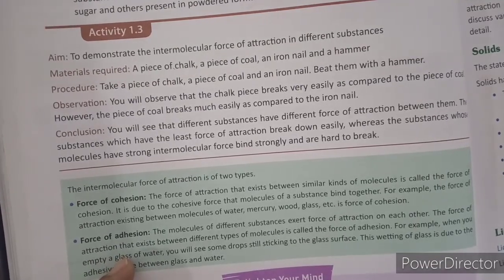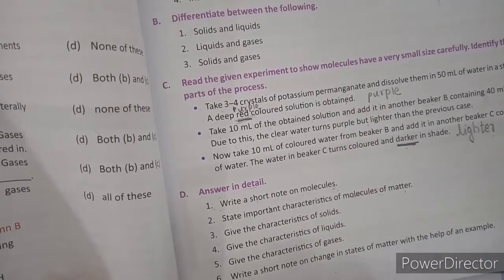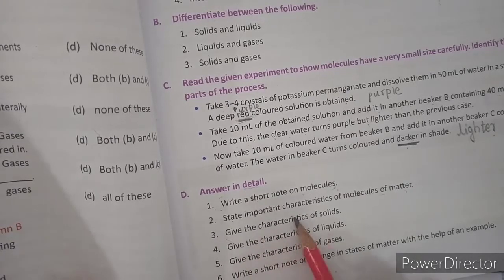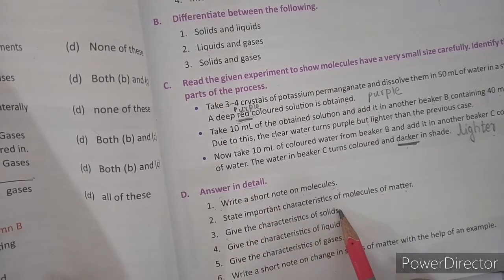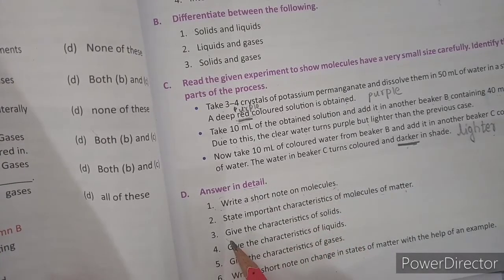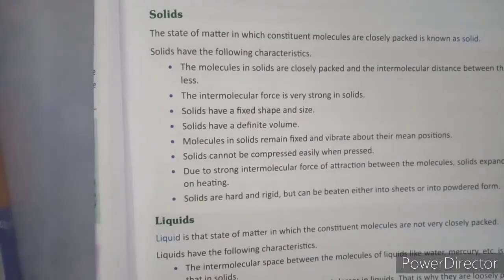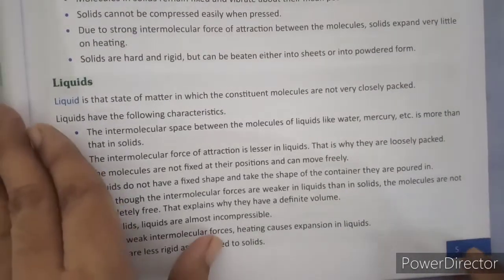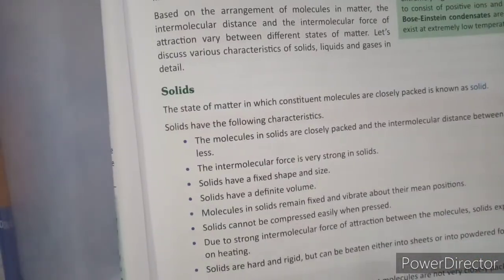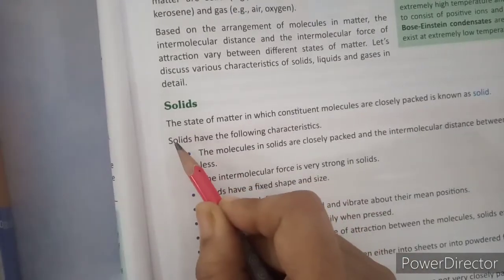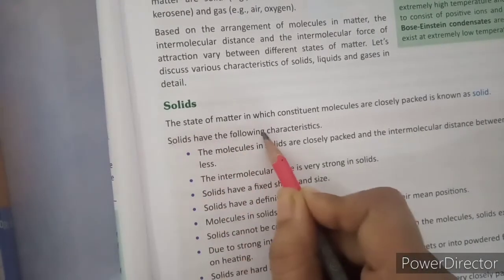Now your third question is give the characteristics of solids. Third question is give the characteristics of solids. So for this answer, go to page number 5. On page number 5 you have, see here, solids have the following characteristics.